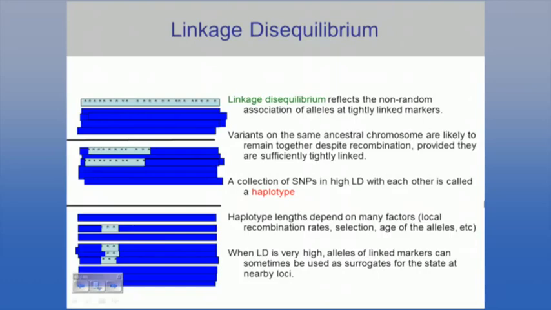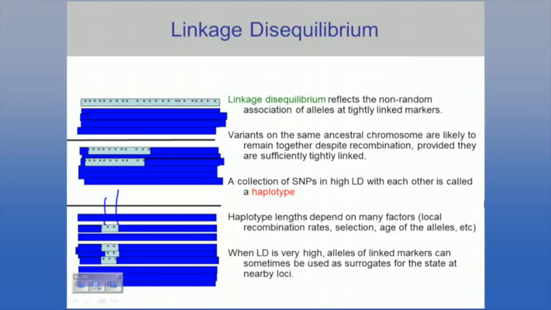But even after a large number of generations, if you have a number of markers that are sufficiently close to each other, they will stay on the same haplotype, so they stay on the same individual chromosome as each other. How big a region that happens over depends on how old those alleles are. Very old alleles tend to have small regions of linkage disequilibrium around them, whereas very young alleles will have much larger regions of linkage disequilibrium around them.